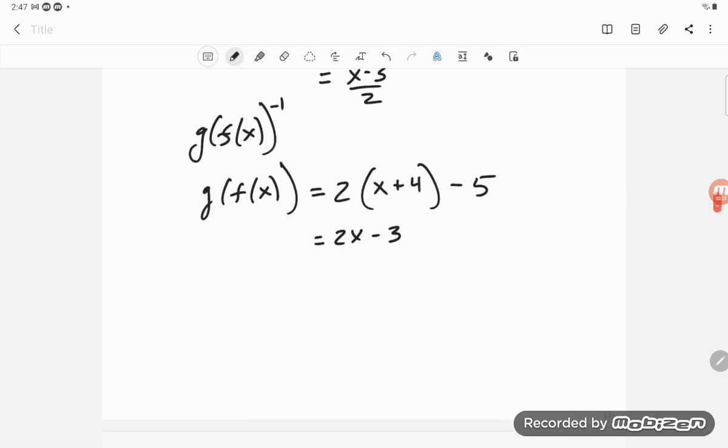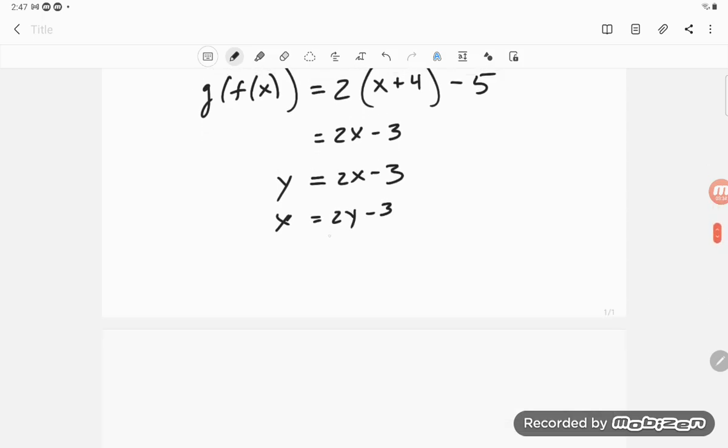And so now, to find this thing's inverse, I'll write y equals 2x minus 3. I'll switch the x and the y, so I've got x equals 2y minus 3. Now I'll solve for y. I get x plus 3 equals 2y. So y is equal to (x plus 3) over 2.